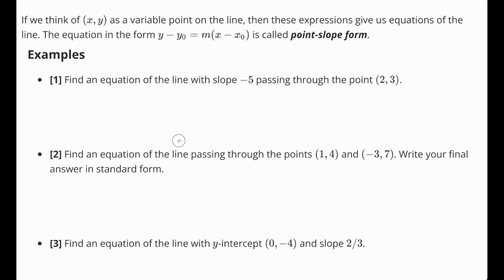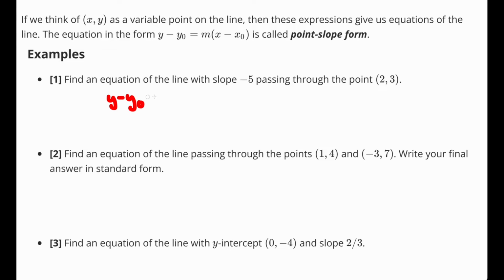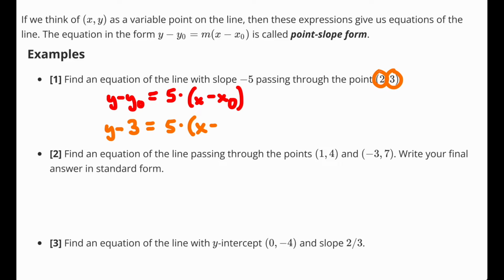Let's do some examples. So example 1, it says find an equation of a line with slope -5 and passing through that point right there, 2, 3. So to do this, I'm going to start by setting up the point slope formula. So it's going to be y minus y sub 0 is equal to the slope of 5 times x minus x sub 0. Now the x sub 0, y sub 0 point there, all you have to do for this is plug in the values that are given. So it's going to be y minus 3, so I'm plugging in the 3 because of the y there, is equal to 5 times the x minus the x that's there, which is the 2.